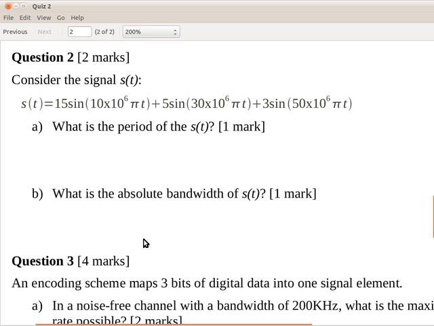Absolute bandwidth, same as before. It's the maximum frequency minus the minimum, which we had 25 minus 5. The bandwidth of this signal is 20 megahertz. It occupies a portion of the spectrum ranging for 20 megahertz.